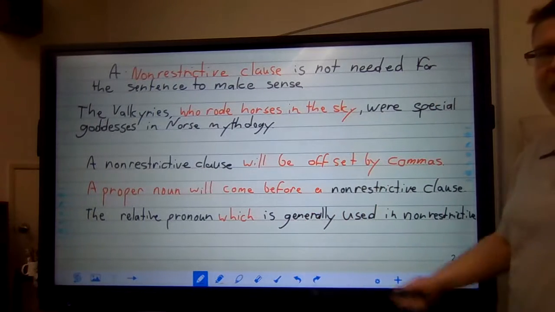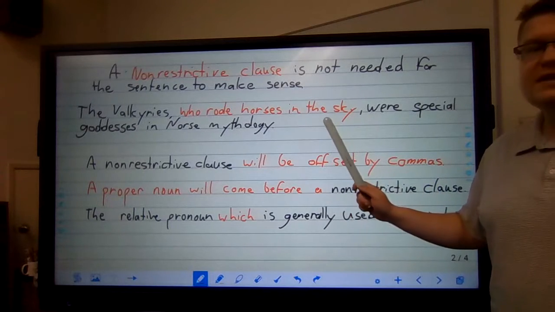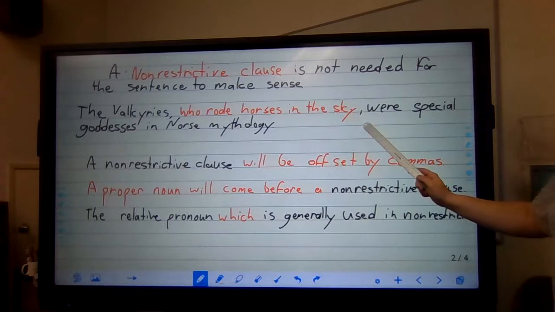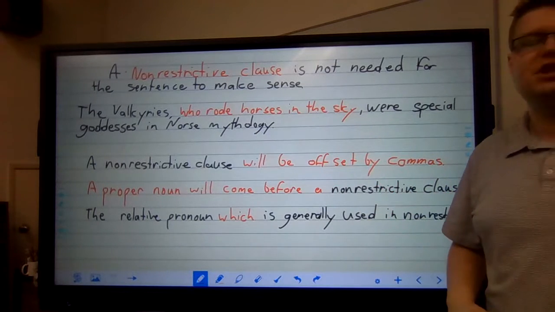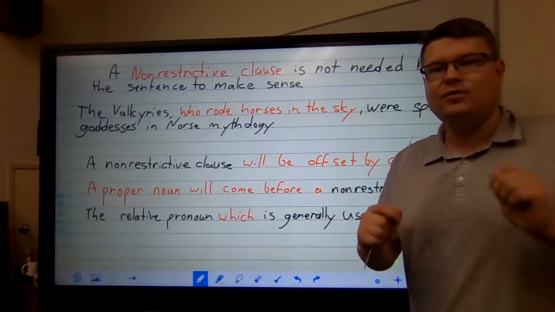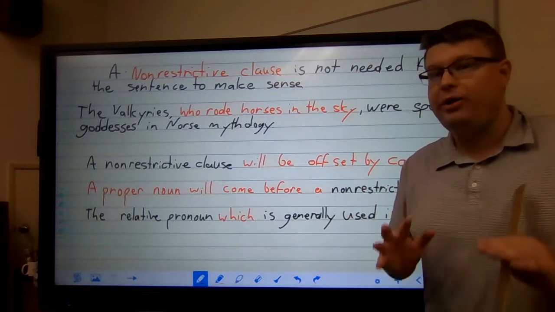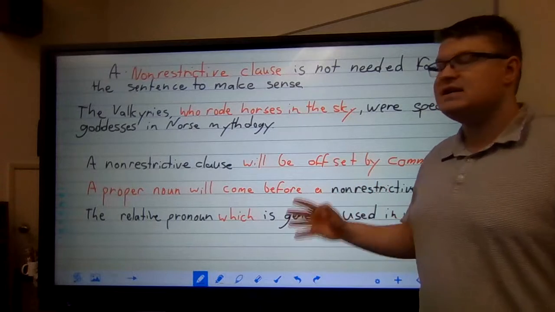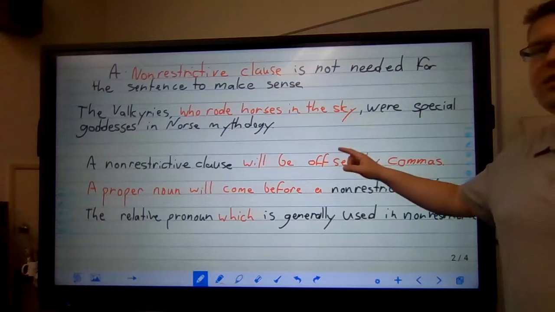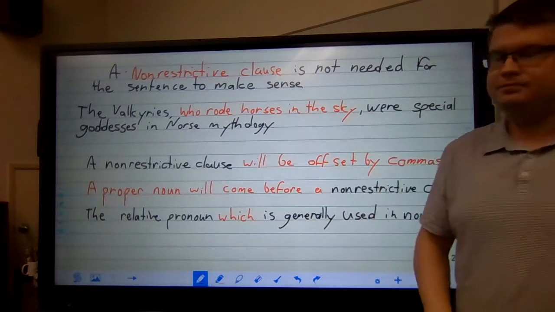Here are three different ways that will help tell you whether or not you are looking at a non-restrictive clause. A non-restrictive clause will be set off by commas. If you look at our example sentence, the Valkyries, comma, who rode horses in the sky, comma, were special goddesses in Norse mythology. If you see those commas, you are looking at a non-restrictive clause. However, in exercise 2, they have removed all the commas from the sentences, so you will need to add them. So you cannot rely on this method in exercise 2, but you can rely on this next one.